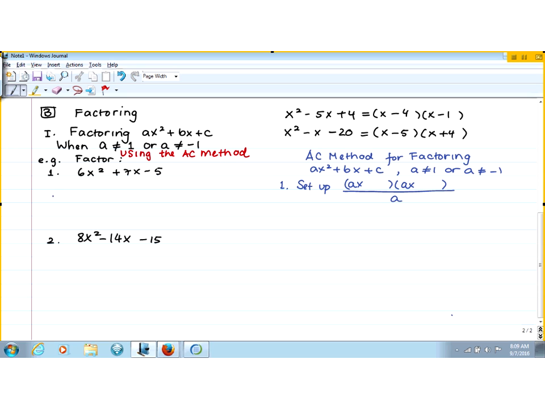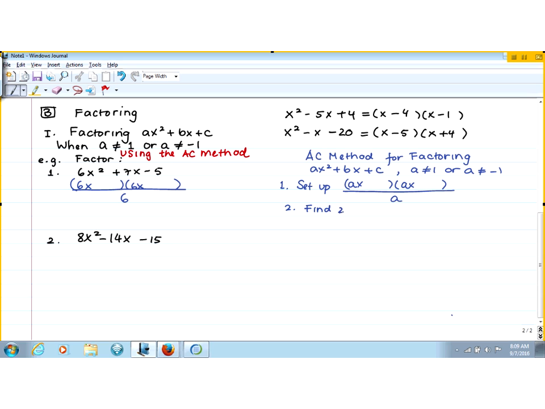All right. So now I'm looking back at my problem. How do I set up if I want to use the AC method here? What's your A? So 6x divided by 6. Okay?